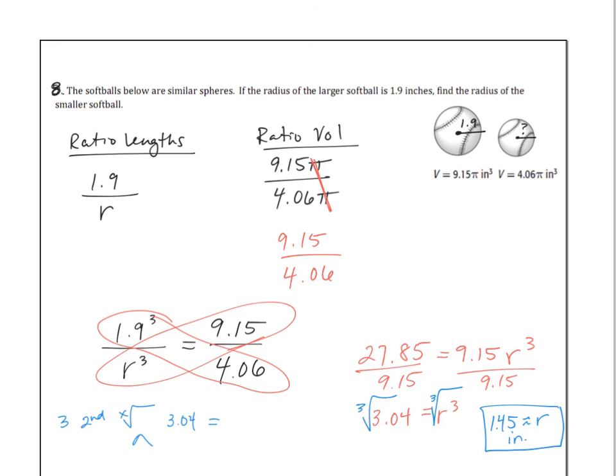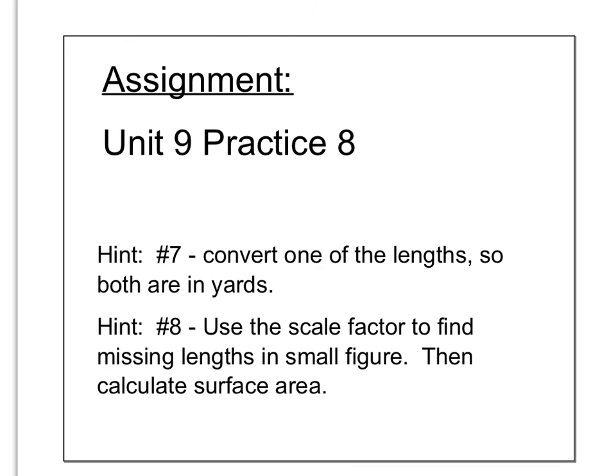If that seems like a hard one for you, you might want to rewind and watch number 8 one more time. That's a pretty tricky one. Next, you guys are going to try Unit 9, Practice 8. I have a couple of hints for you on number 7 and number 8 of the worksheet. Number 7, some of it is in yards, and I think some of it is in feet. What I recommend is you convert everything to yards before you start calculating. And then number 8, use the scale factor to find the missing lengths in the small figure, and then use that to calculate the surface area of the small figure.